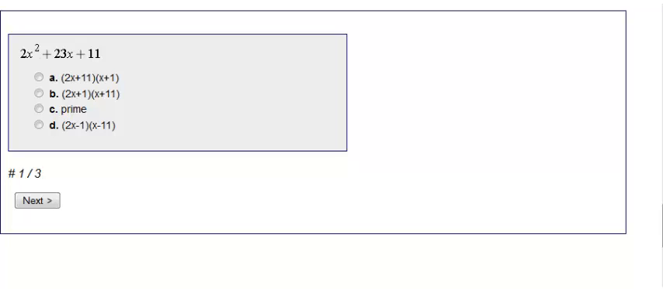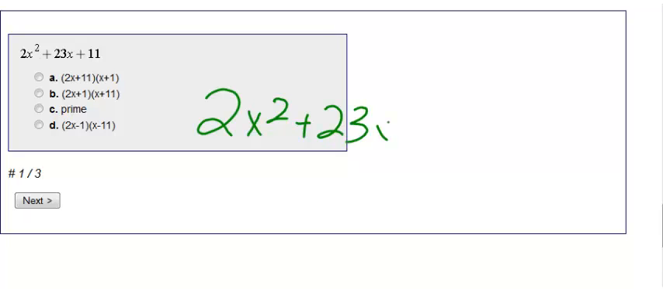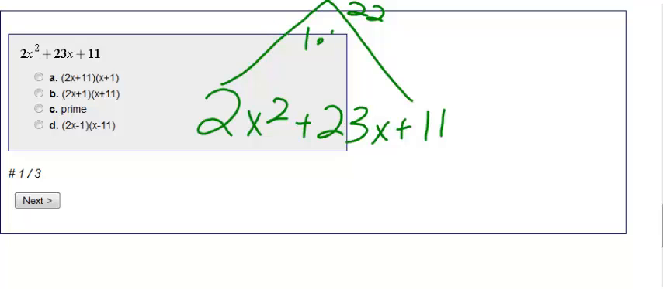We have a problem where we're going to be factoring with a coefficient. What that means is it has a number in front of my x squared. So what we do is what I call the triangle pyramid here. I make my pyramid. At the top of the pyramid, I put my numbers. 2 times 11, I get 22. Now, inside of the pyramid, I'm going to list my factors of 22. I have 1 times 22, and I have 2 times 11.